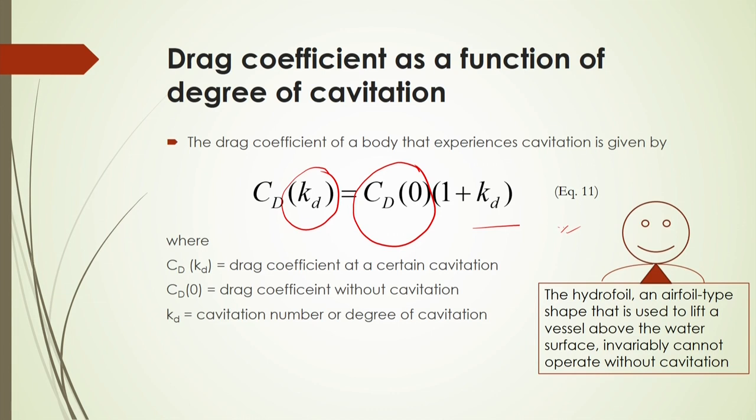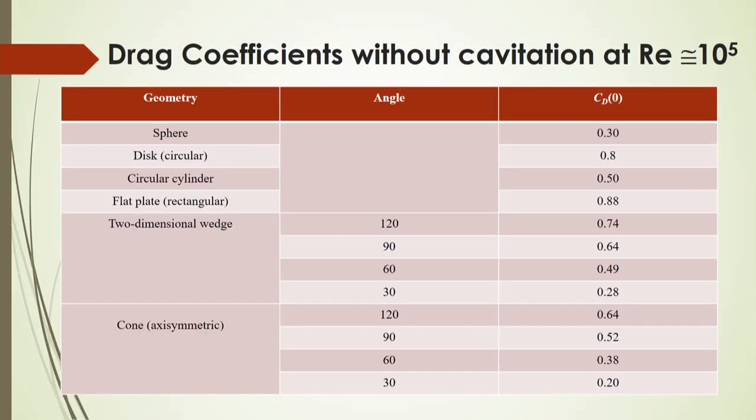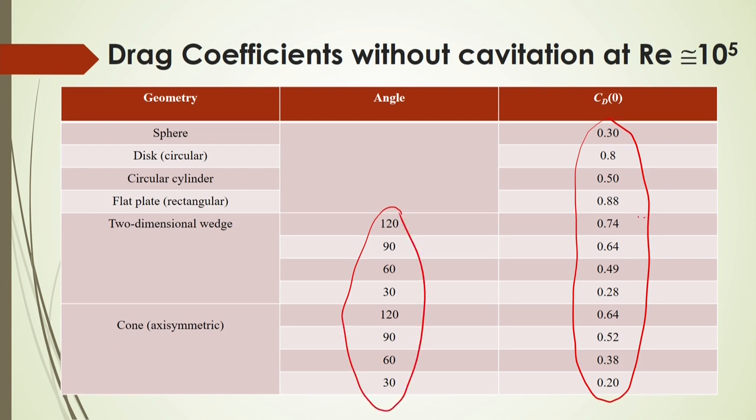In this case you have to remember that the hydrofoil and airfoil type shape that is used to lift a vessel above the water surface invariably cannot operate without cavitation. Now, the drag coefficient without cavitation at a Reynolds number of 10 to the power 5 can be obtained for geometries like a sphere, disc, circular cylinder, flat plate, two dimensional wedge and cone for different angles of attack. In that case, the respective values of drag coefficient without cavitation are given.